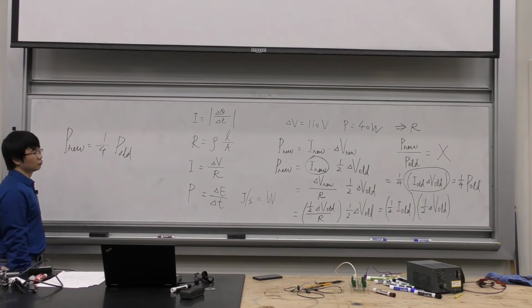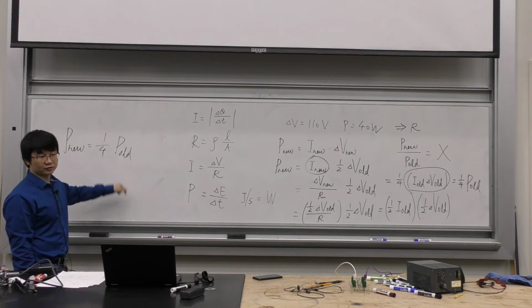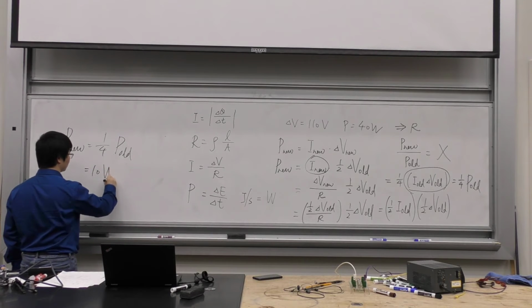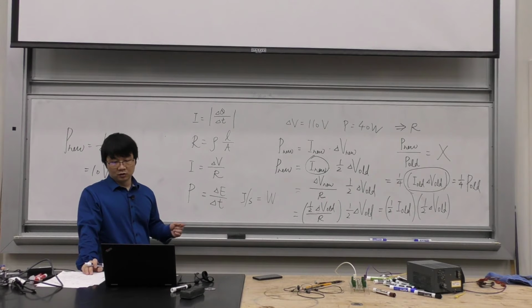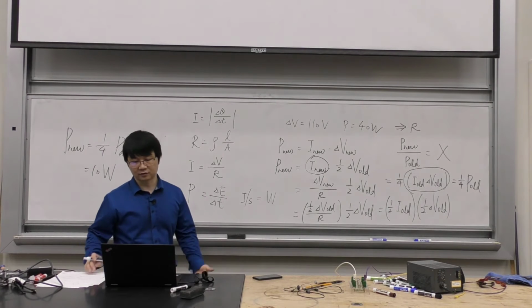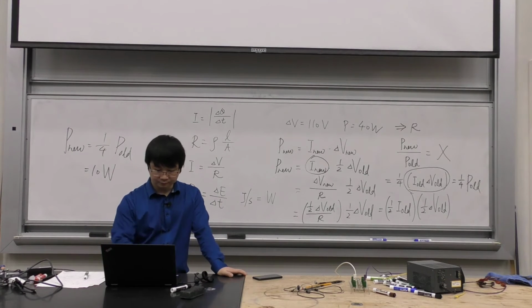Now you see that I don't need to do a lot of algebra. All I need to do is just plug in the old power, which is 40 watts. So the new power is actually 10 watts, not 20 watts. Because both the voltage and the current become half of their original values, right? The current doesn't stay constant. All right. So this is this one.